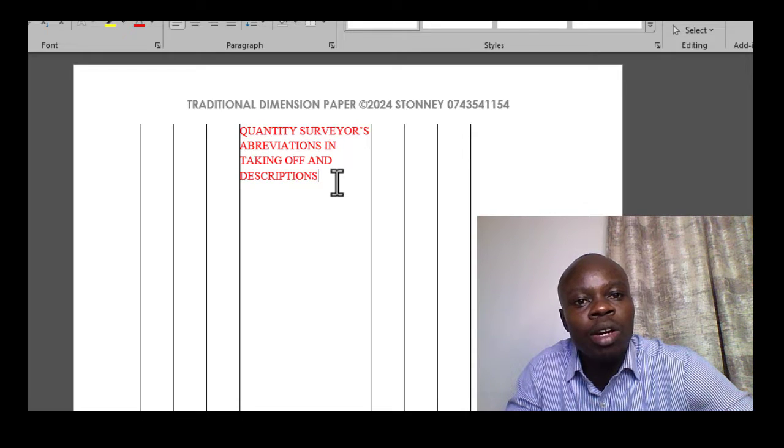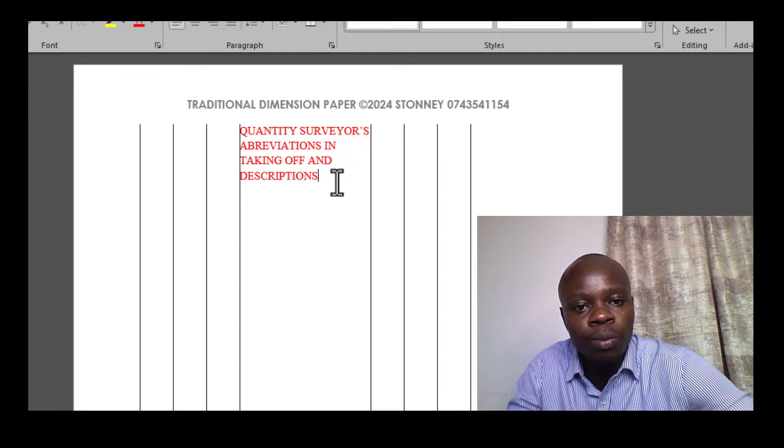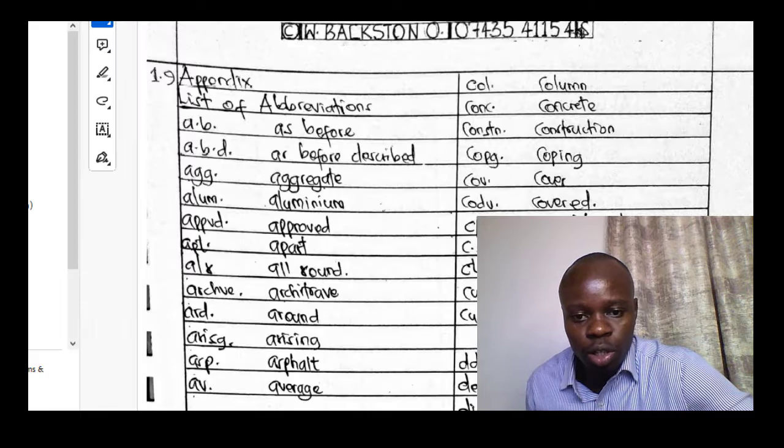And for that matter, you'll be having those particular abbreviations so that you make your work easier, so that you're able to cover much in terms of taking off, as opposed to having the full descriptions. And of course, when you'll be transferring the information from the taking off dimension paper to the bills of quantities, at that stage the descriptions will be in full. And for that reason, let's see what we got here.